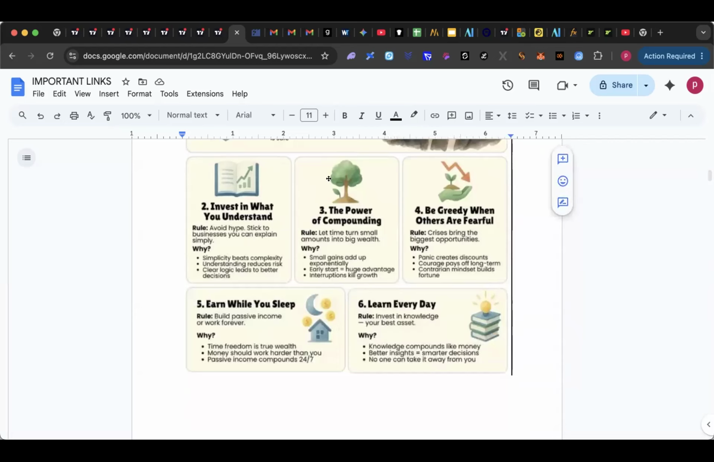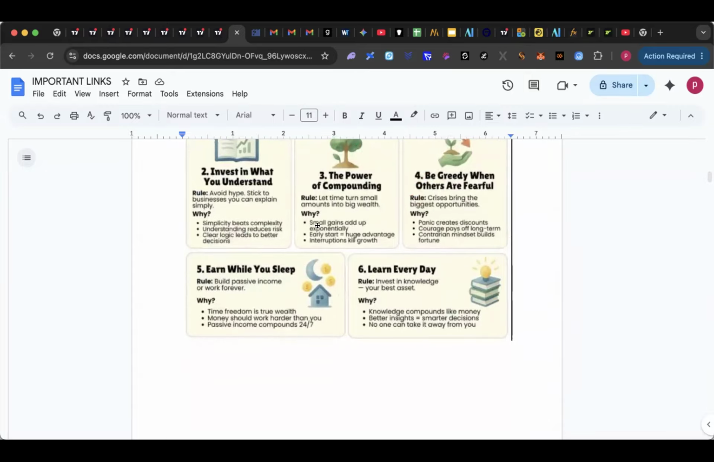Now, but there's something very important that we now say you need to learn. It's called the power of compounding. Now, I want everybody to read this. The power of compounding is what Warren Buffett says here. He says, let time turn small amount into big wealth. Why? He says small gains add up exponentially. He says early start, huge advantage. Then he says interruption kills growth. So that means you need to be intentional.